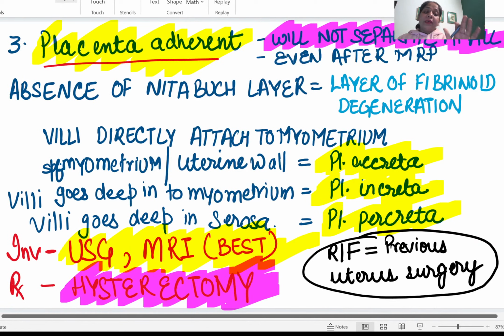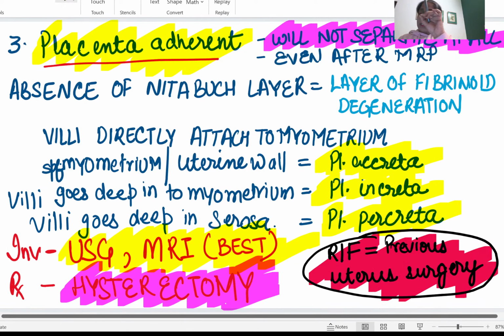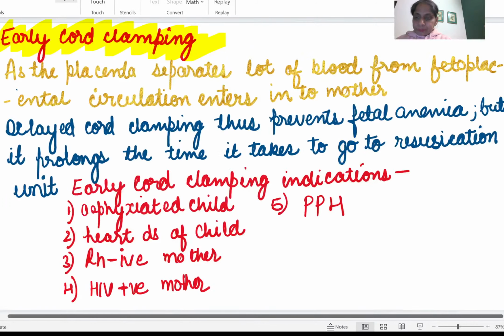What are the risk factors that predispose a patient to adherent placenta? The risk factor is previous uterine surgery. If there is any scar on the uterus, it is possible that the Nitabuch layer was removed during that surgery, and that is why placenta accreta formation occurs. Is it clear to all of you?